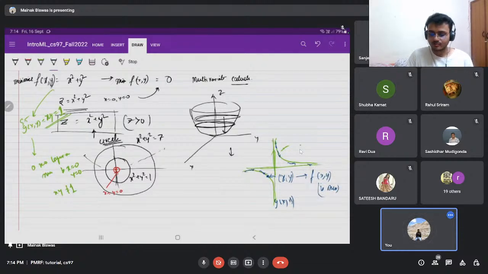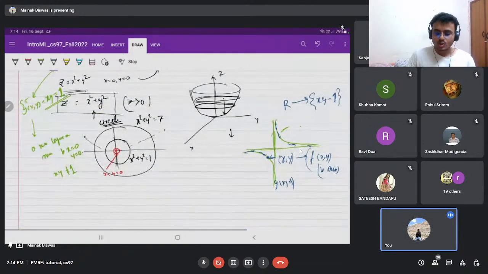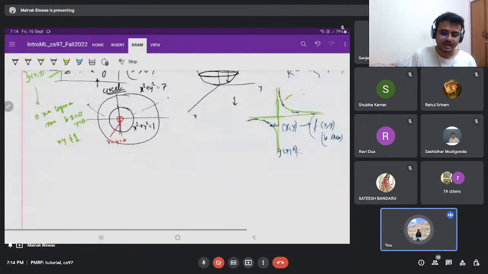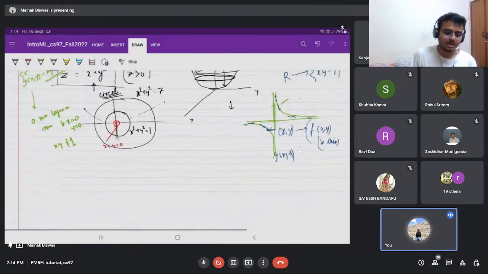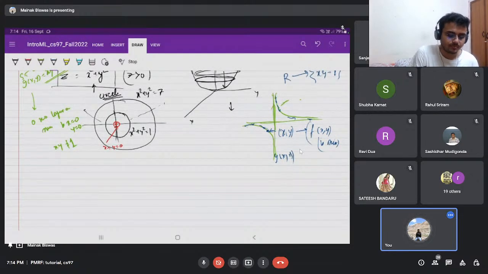So the set from all reals is constrained to xy is equal to 1. So this is the constraint optimization problem. So how do I do it? There is a very, very nice observation. Can anyone tell me the observation? Where will it be minimum?